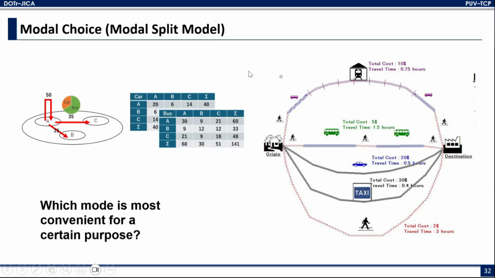It's booked. Currently, how much time? 1 hour 15 minutes. Okay, and the third one is the modal split models.